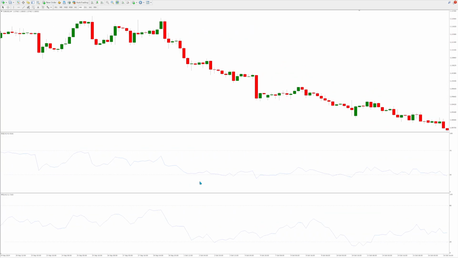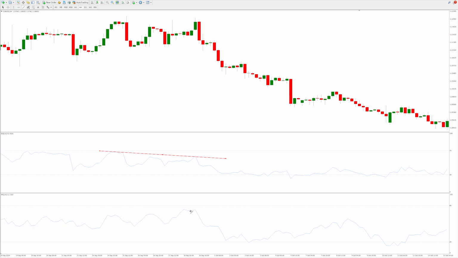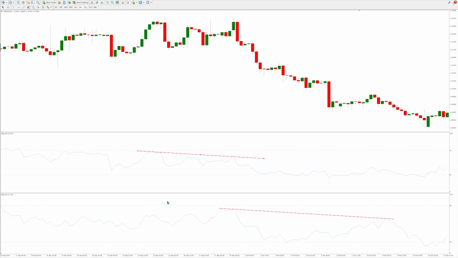And then when the indicators are making lower highs, see there, the RSI there with a high there and a high there, this is a lower high. And on the MFI indicator, we didn't get the lower highs until later on.